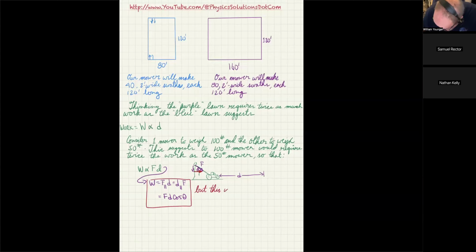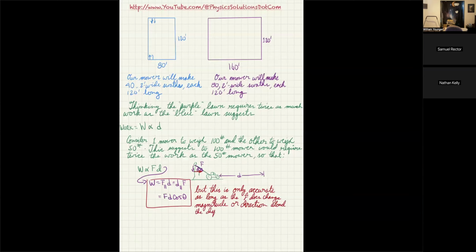this is only accurate as long as the force, and I'm writing it here as a vector quantity, does not change magnitude or direction along, well, along the displacement D. In other words, we're sort of picturing the displacement as being a straight line.